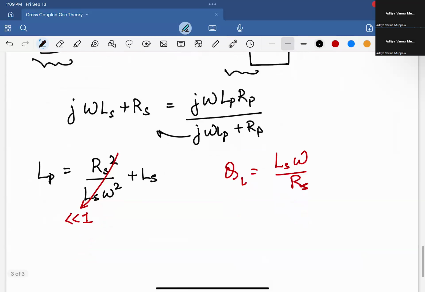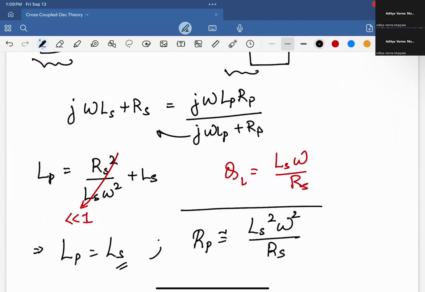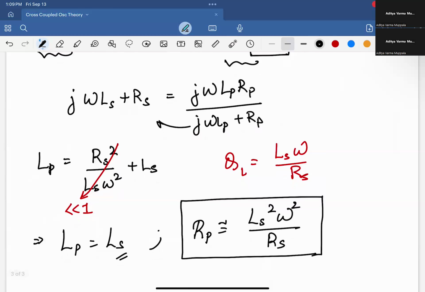So essentially what this is saying is that the parallel inductance and series inductance are equal. And if you solve for the parallel resistance, then that will give you approximately Ls squared omega squared over Rs, because we're making this assumption first. So this is also important to remember: what is the equivalent parallel resistance of an inductor with a series resistance of Rs? You can obviously see that since they're series and parallel, when the series resistance goes up, the parallel resistance goes down. When the frequency goes up, this parallel resistance goes up, and so on, right?